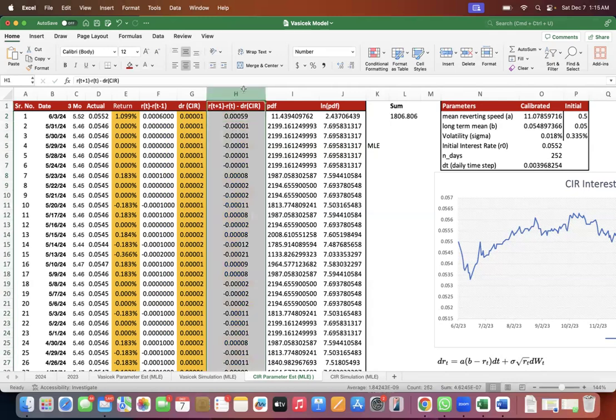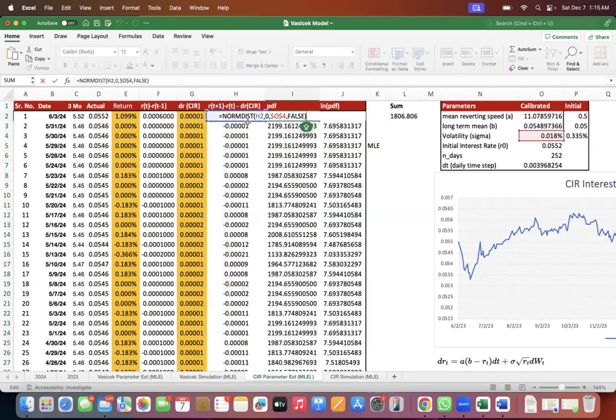Then we say that this residual follows a normal distribution with a mean of zero. Mean of zero, why? Because we are saying let's make the difference between the actual and the model interest rate zero, and it has a certain standard deviation. We are talking about the PDF, probability density function, but it's asking for CDF. So let's say CDF is false, which automatically means we are talking about PDF. So now we have calculated the PDF.